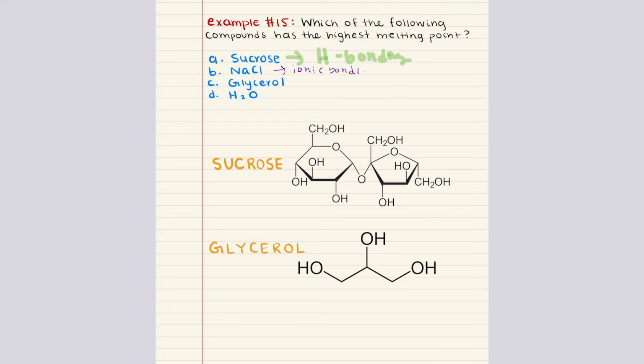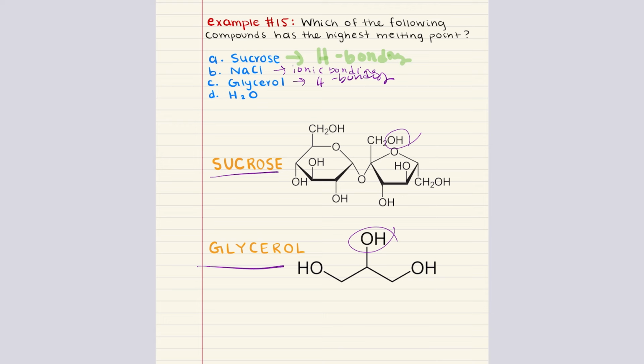All right, answer choice C is glycerol. Glycerol, this has three hydroxyl groups. These are OH groups. And I have sucrose here and glycerol here just so you can visualize what I mean when I say they have a lot of OH groups. And this, again, leads to significant hydrogen bonding. Now, again, hydrogen bonds are strong, but they're not as strong as ionic compounds.